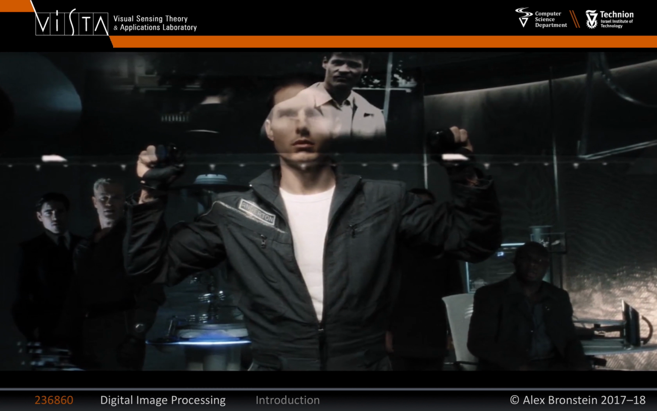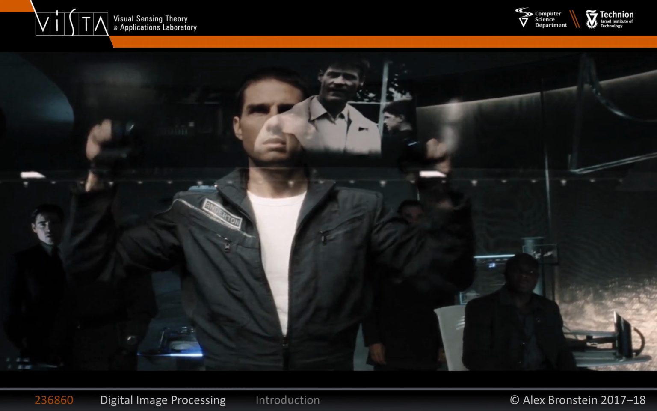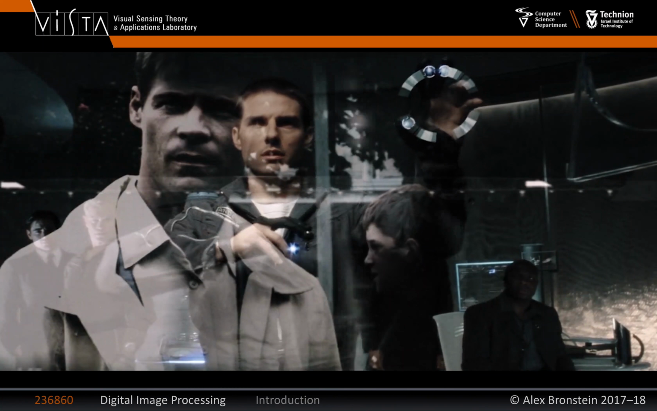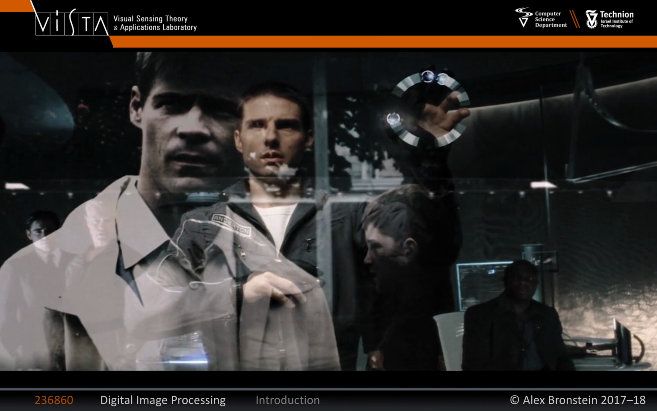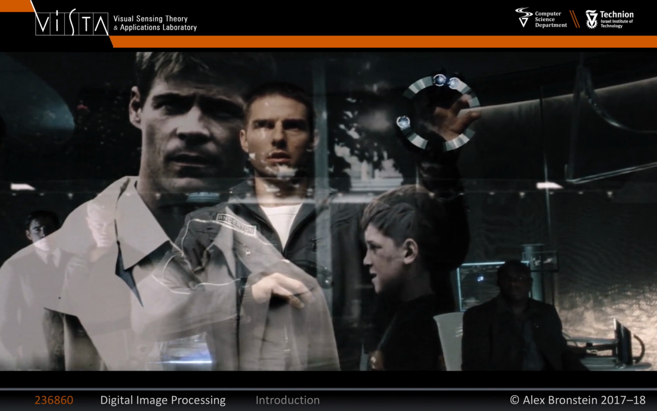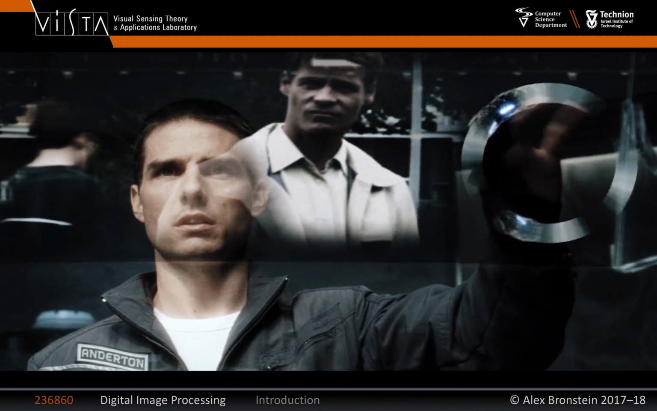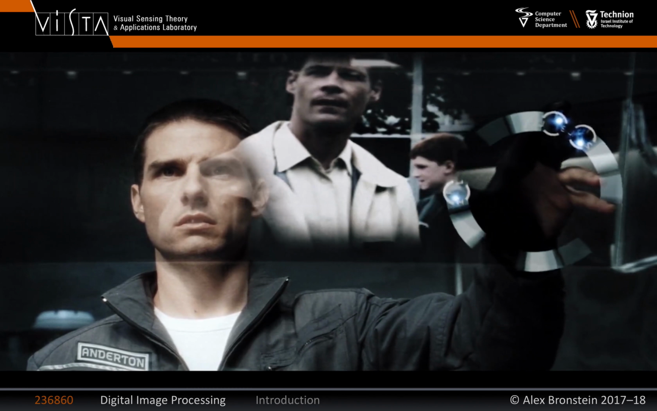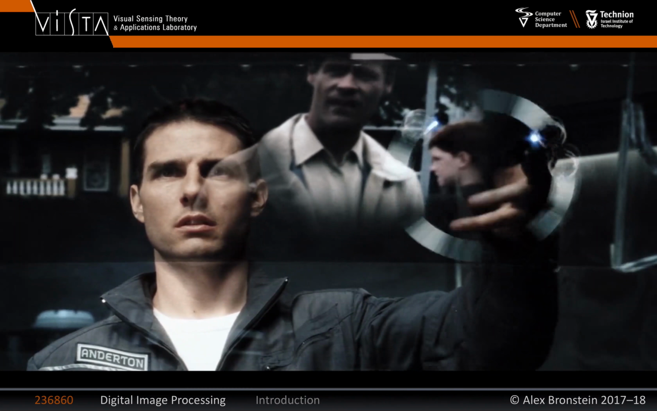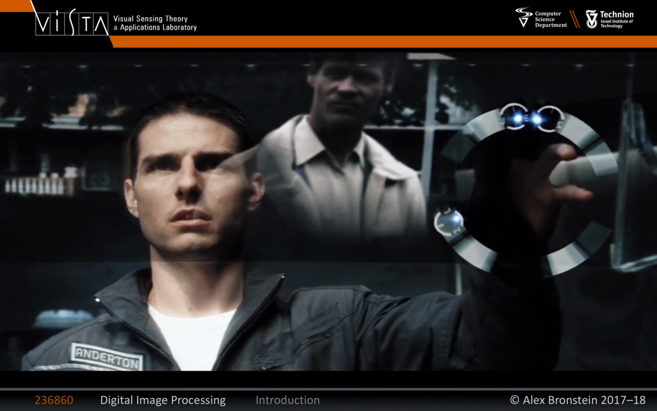Another example, remember this movie? This was 2001, I think, Minority Report. Remember how revolutionary the human-machine interface looked? You don't need any device to communicate with the computer, just communicate with gestures, right? You move your hands in the air.